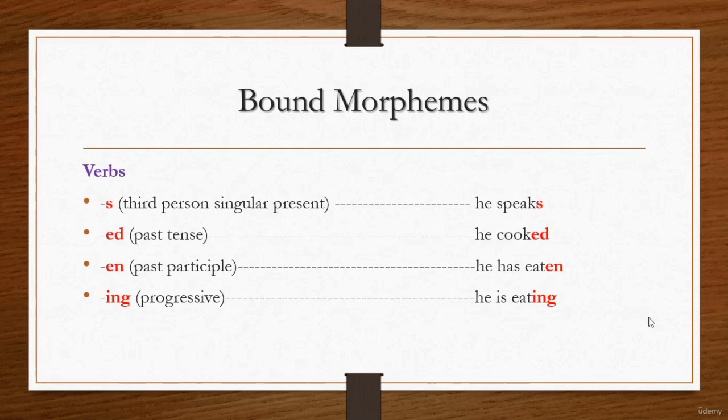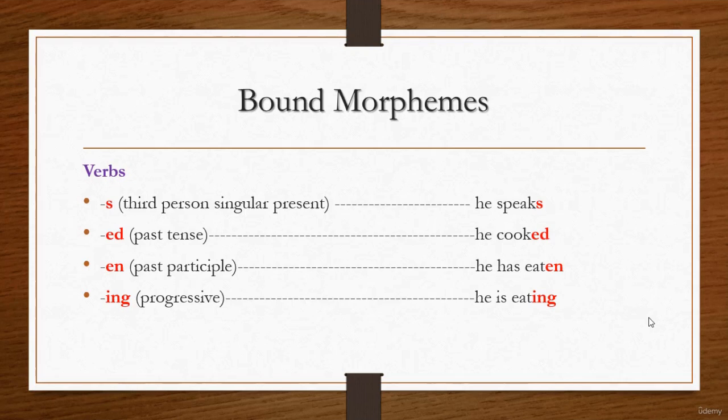Also, we have some inflectional morphemes for verbs, like -s, -ed, -en, and -ing. For example, the -s of the third person singular for the present: he speaks, she speaks, it speaks. The -ed of past tense, like he cooked, he typed, he walked. Anything with -ed is inflectional.